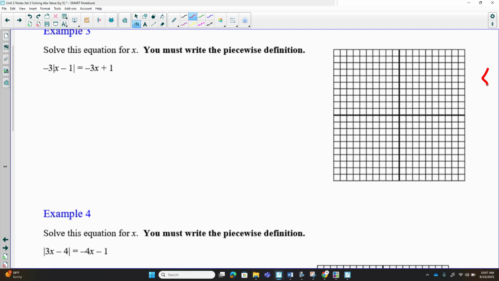We want to write 2 equations. Okay? So we want a positive equation and a negative equation. So we separate. That's your positive. That's your negative. You set that one there. And then we're going to solve this.